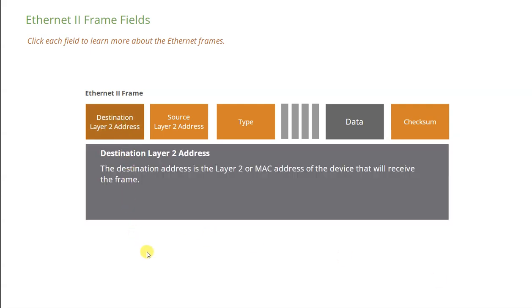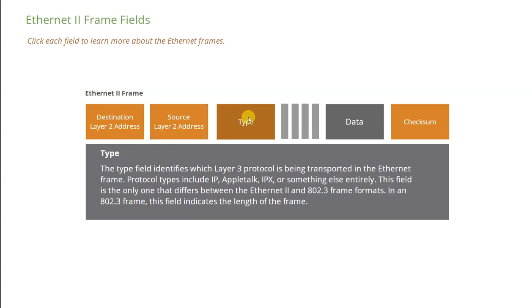The destination address is the Layer 2 or MAC address of the device that will receive the frame. The source address is the Layer 2 or MAC address of the device that is sending the frame. The type field identifies which Layer 3 protocol is being transported in the Ethernet frame. Protocol types include IP, AppleTalk, IPX, or something else entirely.